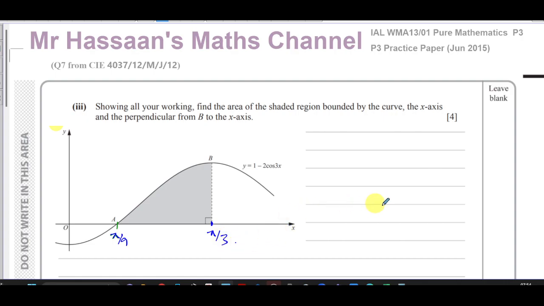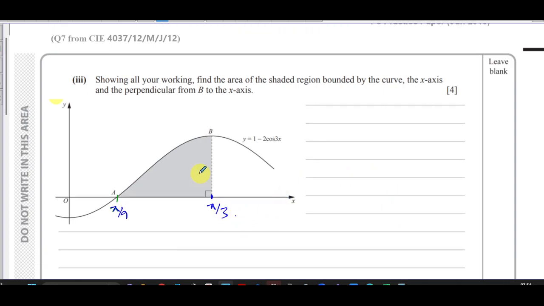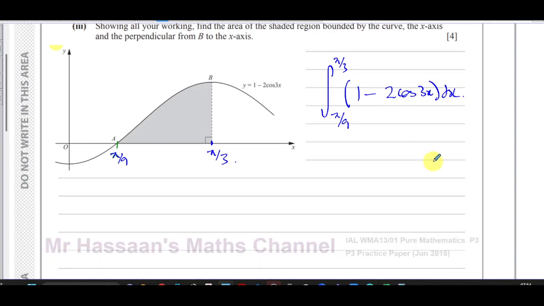Okay, and we need to find the area under this curve between those points, between the curve and the x-axis. So we need to integrate between the limits of pi over 9 and pi over 3, 1 minus 2 times the cosine of 3x with respect to x. Okay, so that's what we have to do.